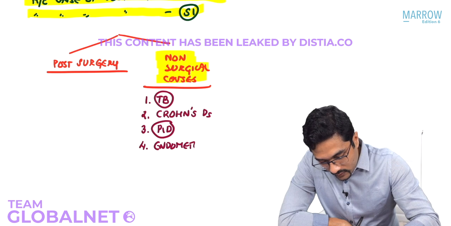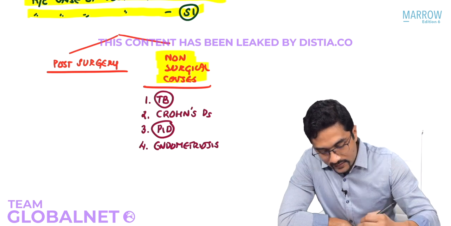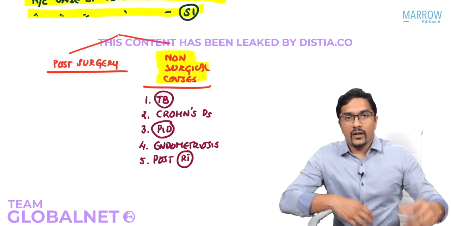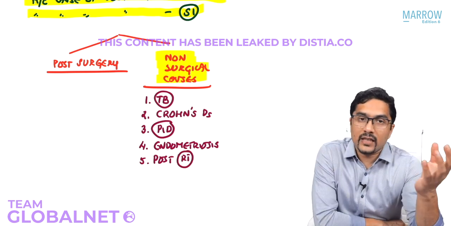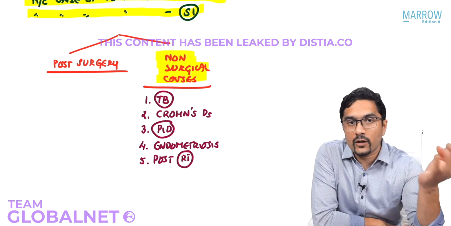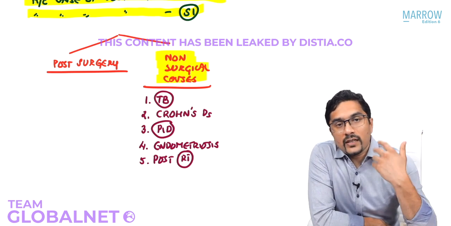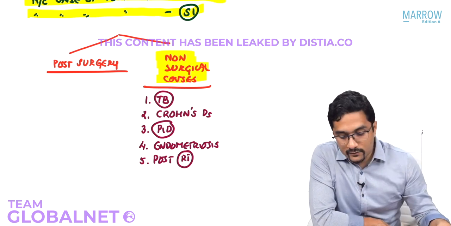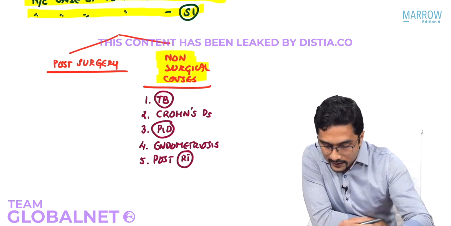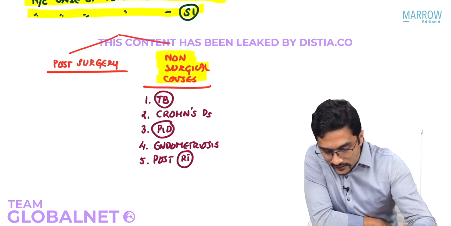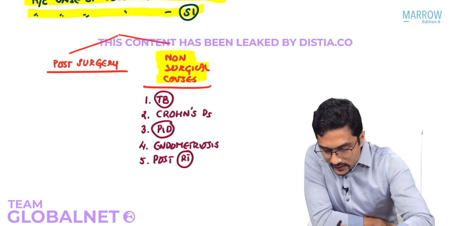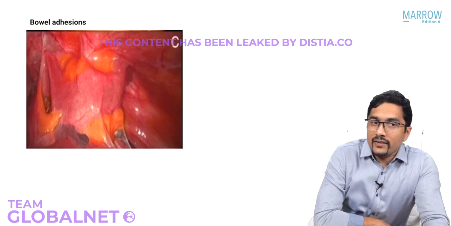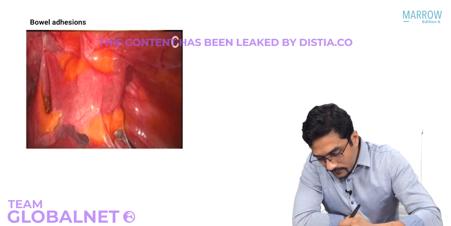Endometriosis can also give rise to these adhesions. And post-radiotherapy. Supposing the patient is getting radiotherapy for cervical cancer or endometrial cancer, that can also induce adhesions in the bowel. So these are the non-surgical causes which you need to remember. Commonly they are seen following surgery. And what do bowel adhesions look like? Let's just look here. This is what bowel adhesions look like, and they can give rise to obstruction.